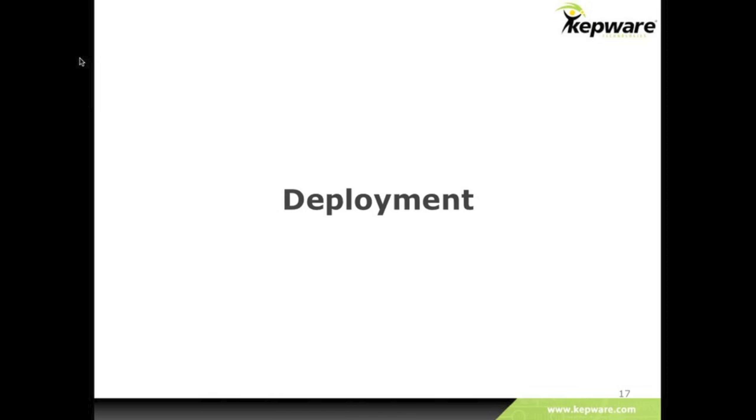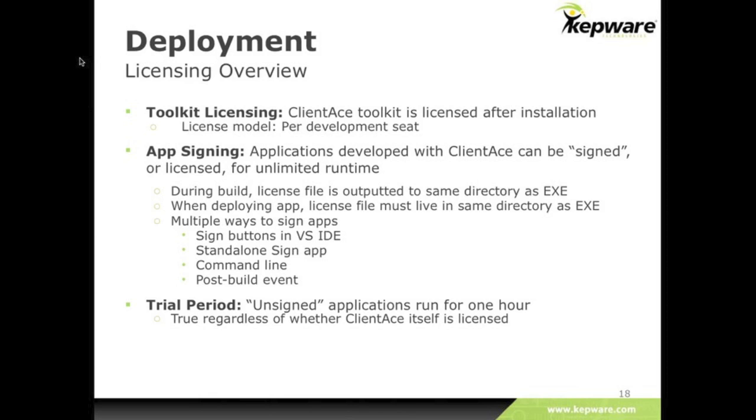So now we're on to deployment. So here's where ClientAce's licensing model comes into play. ClientAce is a development license, and that means that the ClientAce toolkit itself is licensed. You're buying that license to use the toolkit from us. So you'll install ClientAce, and then you'll license the toolkit. And what this allows you to do is not pay a licensing fee for the applications that you develop with ClientAce. You've already paid us for the ability to use our toolkit, and then you can develop as many apps as you'd like.